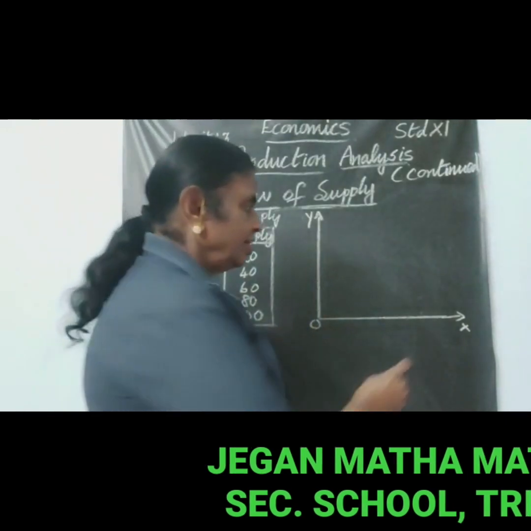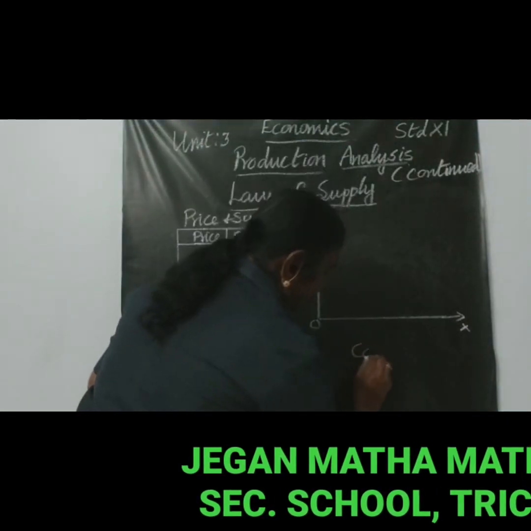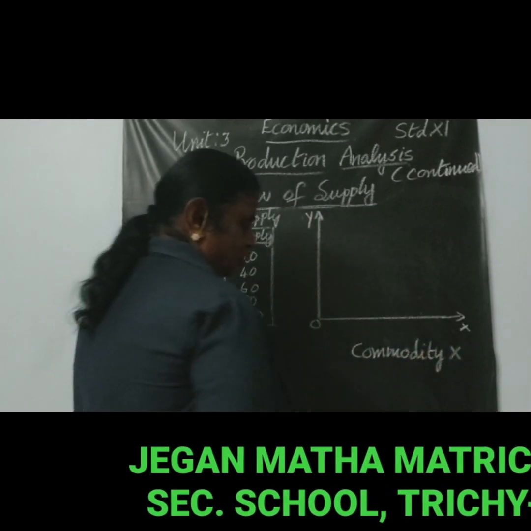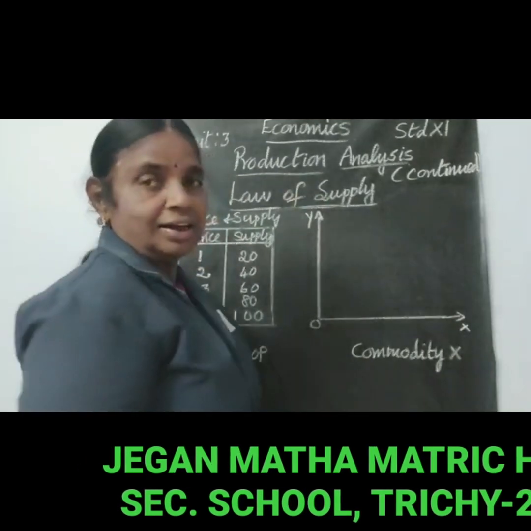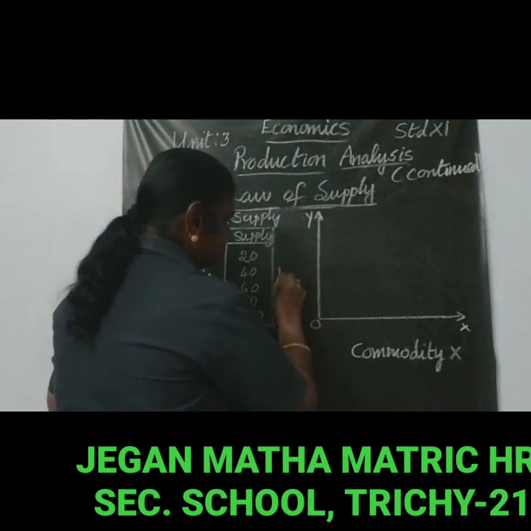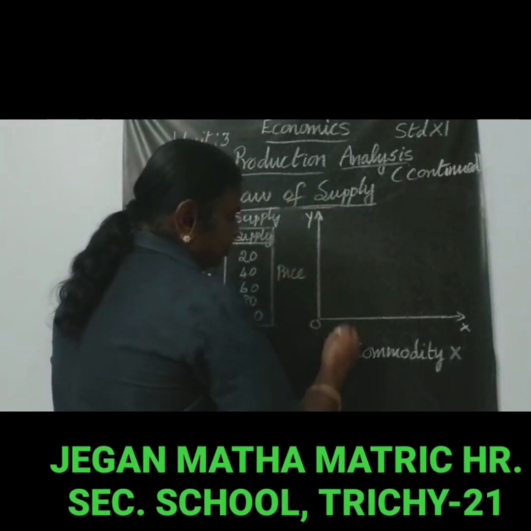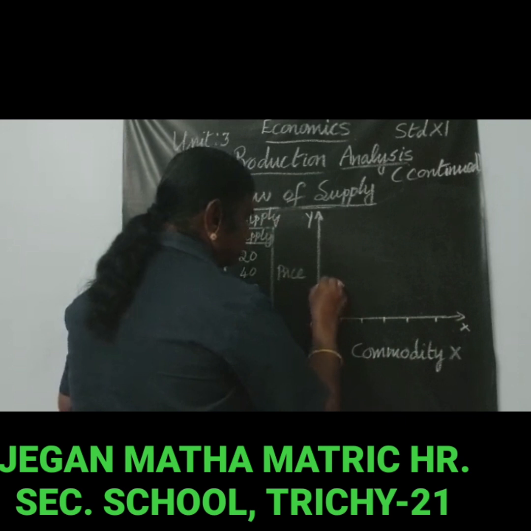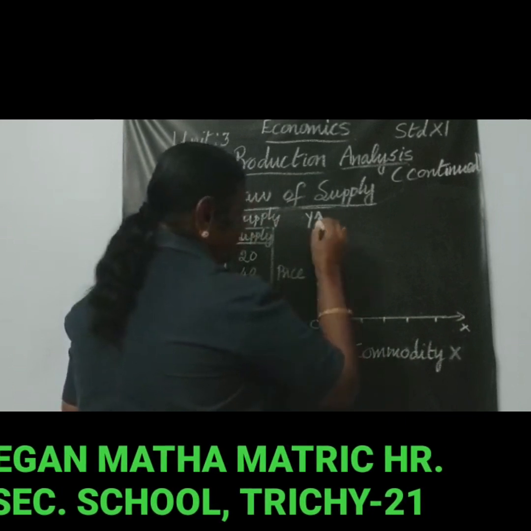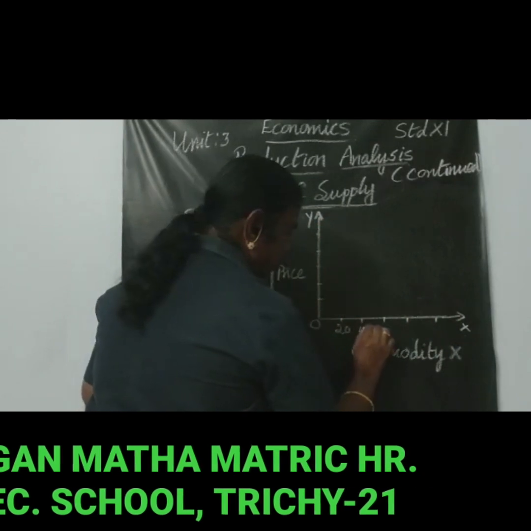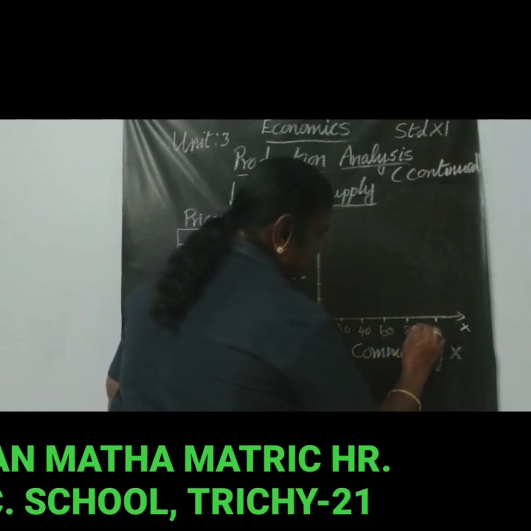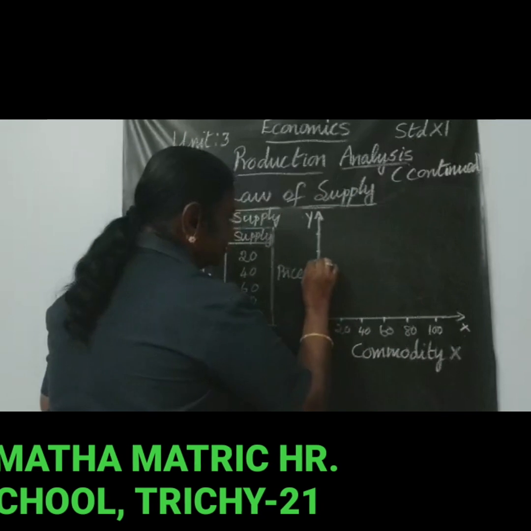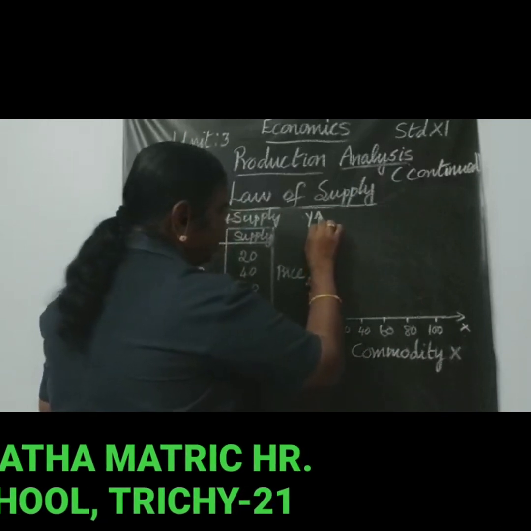Now, the horizontal line, the x-axis, is drawn, and we mark it as commodity X supplied. In the vertical line, the y-axis is drawn, and price is mentioned here. So 20, 40, 60, 80, 100 on the x-axis. And here the price is 1 rupee, 2 rupees, 3, 4 and 5 rupees.